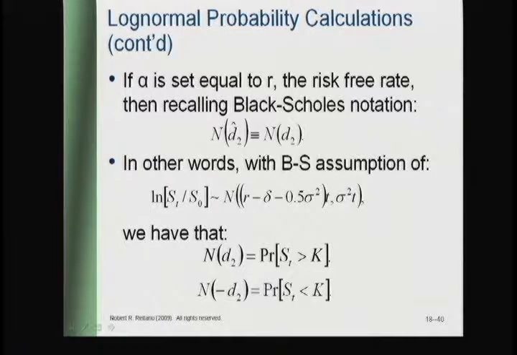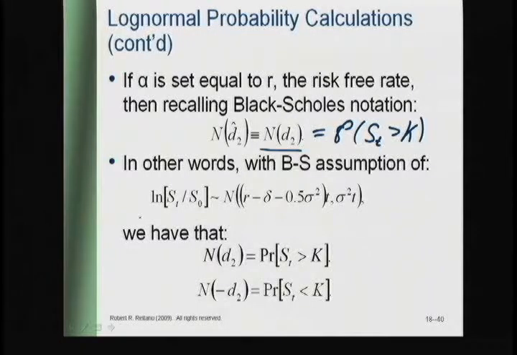So if we set alpha equal to r, which is what I've been leading up to all along, we see that N of d2 in the Black-Scholes formula is indeed the probability that the stock price is in the money for a call in the risk-neutral world. N of d2 is the probability of a payoff when you measure in the risk-neutral world. That's what Black-Scholes is using in the call formula, and the corresponding formula here for the put.